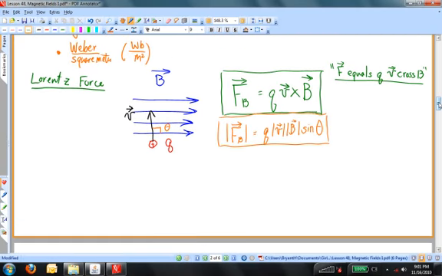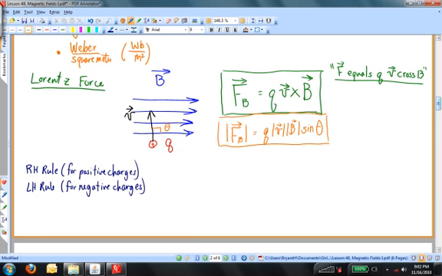It turns out that the direction is given by something called right-hand rules and left-hand rules. These rules are not easy, and there's more than one of them. We're going to introduce the right-hand rule for the force on a charge moving in a magnetic field. For right now, we're going to concentrate on the right-hand rules. Right-hand rules are for positive charges. Left-hand rules are for negative charges.